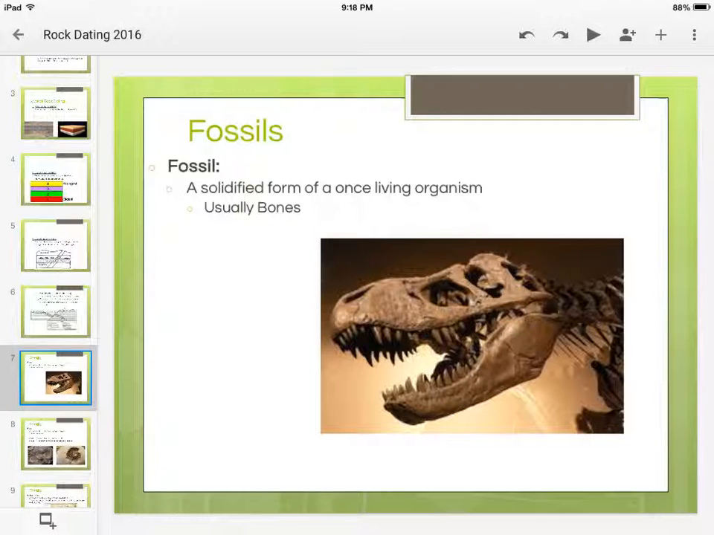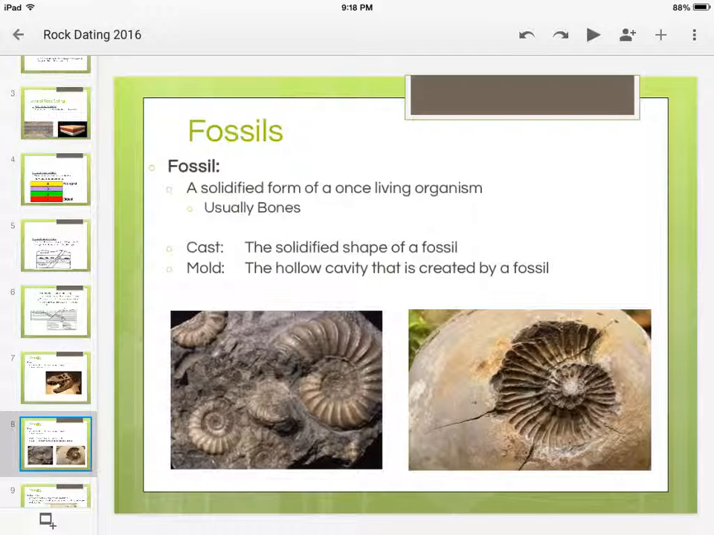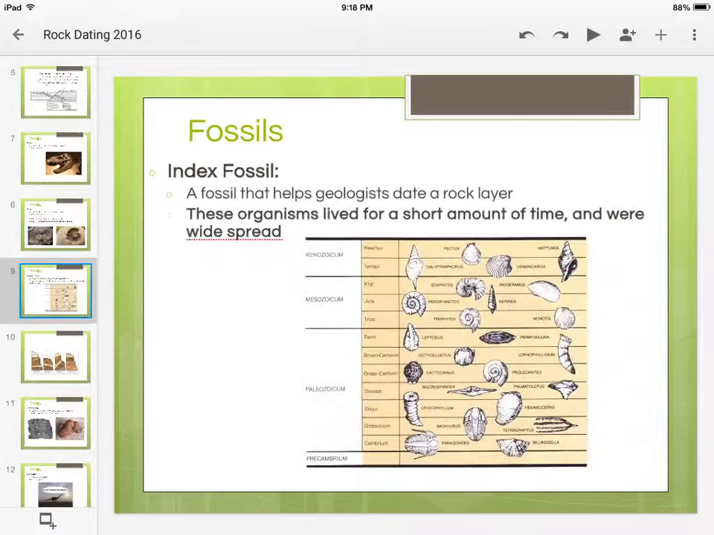So now we'll talk about fossils and how we can also use fossils to help relative date rocks and tell which rocks are older than others based on the fossils that they're in. So all a fossil is a solidified form of an animal or a plant, an organism that was living, and fossils are called, it's called an index fossil.